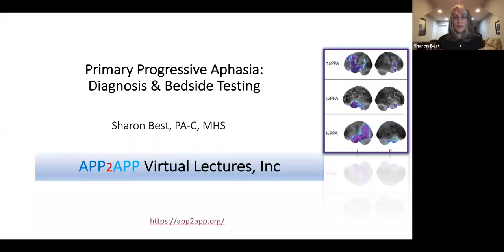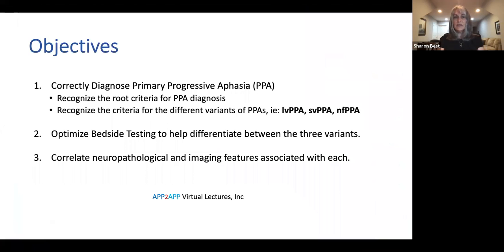Tonight's lecture is on primary progressive aphasia, diagnosis, and bedside testing. I'm going to have three objectives. The first objective is to teach you how to correctly diagnose PPA, to recognize the root criteria, and then to recognize the criteria for the three different variants: Logopenic PPA, Semantic PPA, and Non-Fluent Agrammatic. We're also going to help you learn how to optimize bedside testing to help you differentiate between these three. We're also going to very briefly correlate the neuropathological and imaging features associated with each.